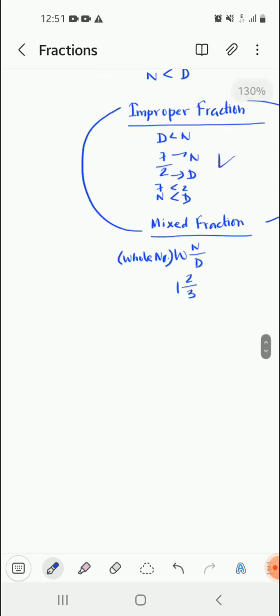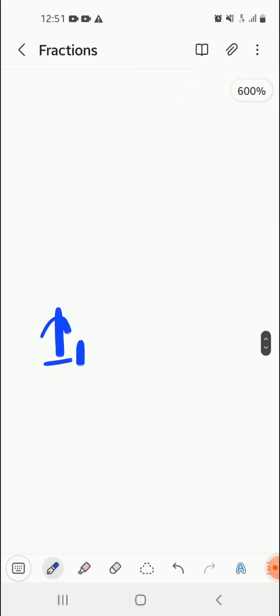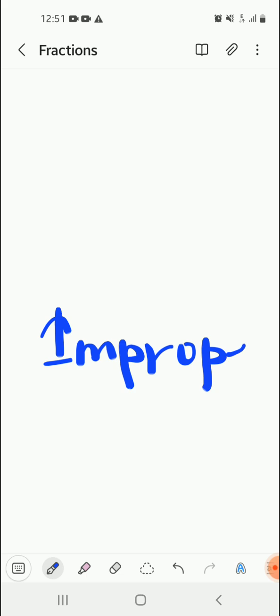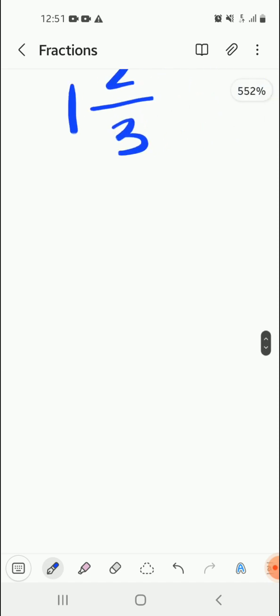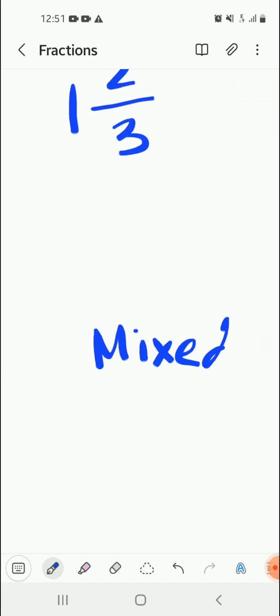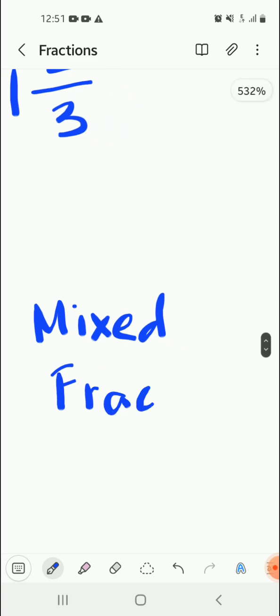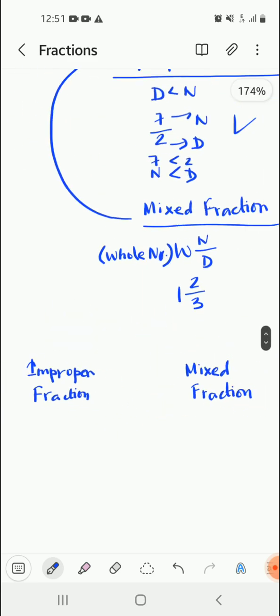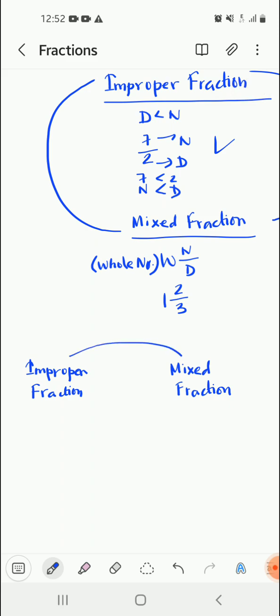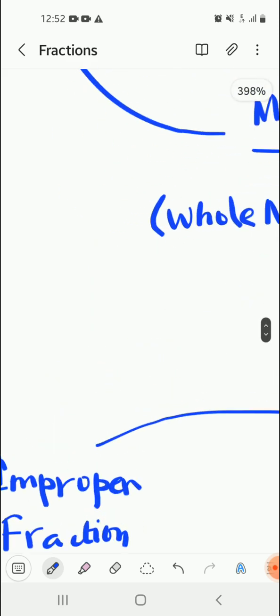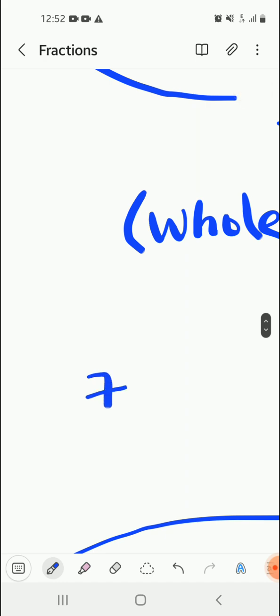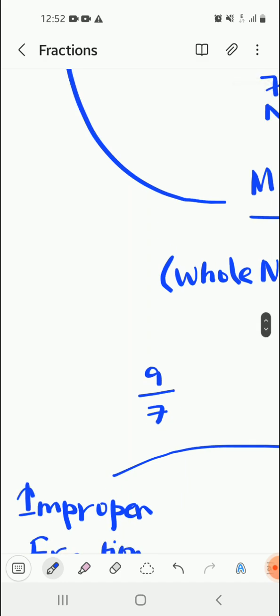What is the method to it? If we want to convert an improper fraction to a mixed fraction, we have to use a certain procedure. The procedure is, for an example, the improper fraction given to us is 9 by 7. It is an improper fraction and we need to convert this. We are writing it over here. We'll use a different color to make it more striking.